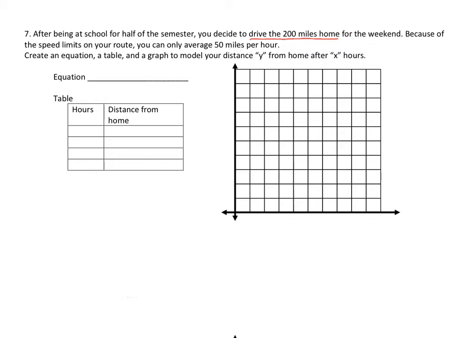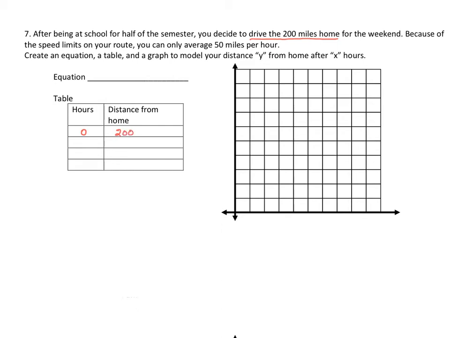Because of speed limits, you can only average 50 miles per hour. Create an equation, table, and a graph to model your distance from home. Okay, let's not even write an equation. Let's say we're just now starting the journey. We haven't started the clock yet. Boom, how far are you from home? 200 miles.